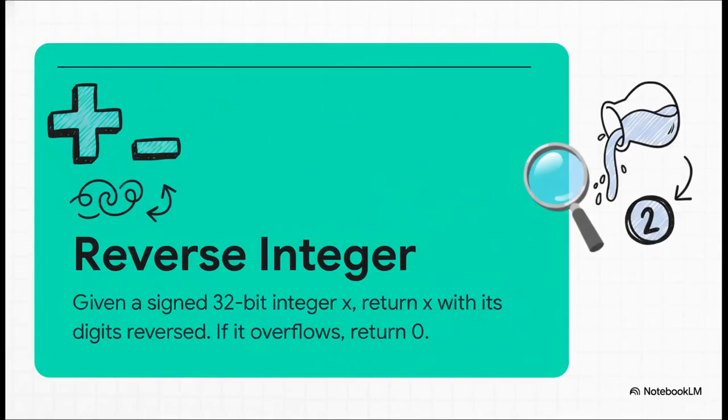Okay, so here's the official problem statement you'd see on a coding site. We're given a signed 32-bit integer, which just means it can be positive or negative, and it has to fit within a specific size limit. Our job is to reverse the digits. But here's the kicker, the rule that changes everything. If reversing the number makes it too big to fit in that 32-bit space, if it overflows, we have to return 0 instead. This one little rule is the key to the whole puzzle.